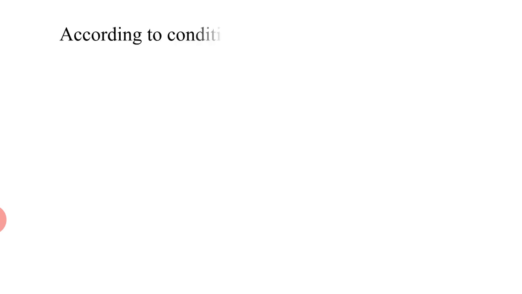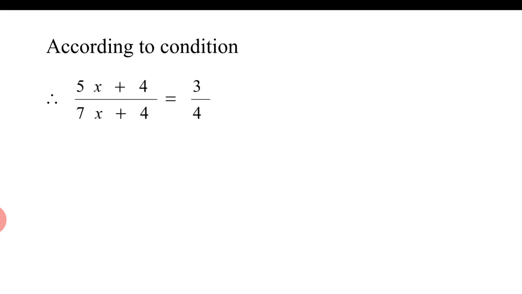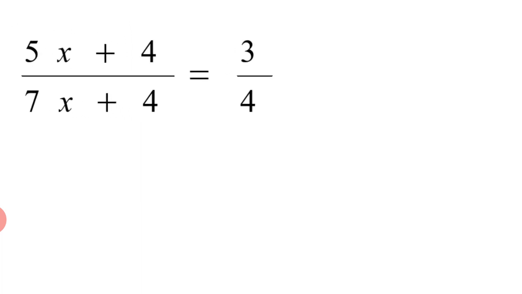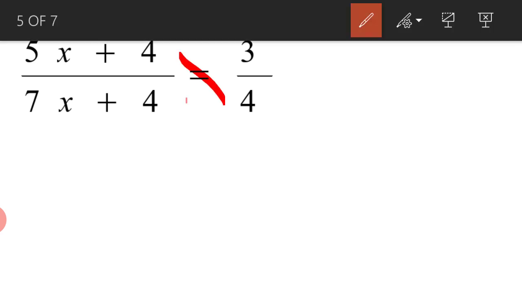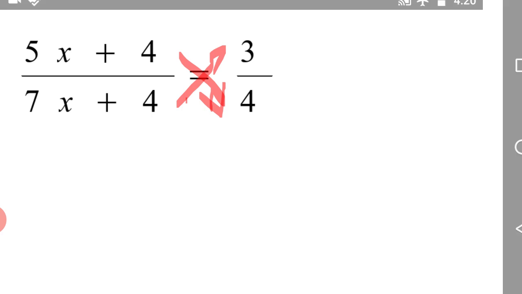So now according to the condition, the ratio of 5x plus 4 upon 7x plus 4 is equal to 3:4. Now what is 3:4? So we write 3 upon 4. Is it okay? The ratio can be written in this particular format. So 5x plus 4 upon 7x plus 4 is equal to 3 upon 4. Now what will we do? Again cross multiplication. So 4 into 5x plus 4 will be equal to 3 into 7x plus 4. So then we will get an equation which we can reduce to linear form.